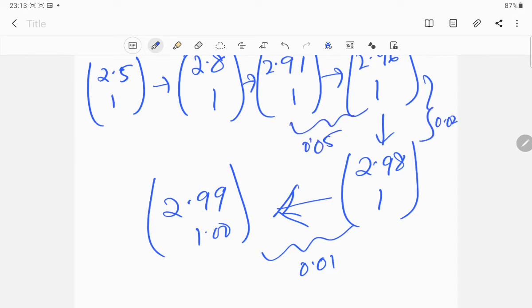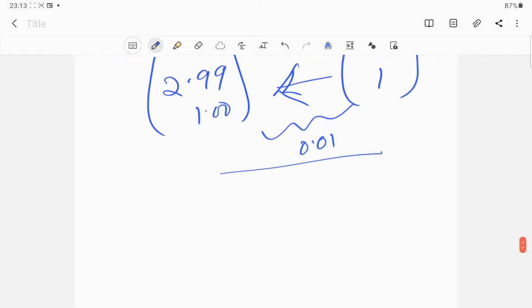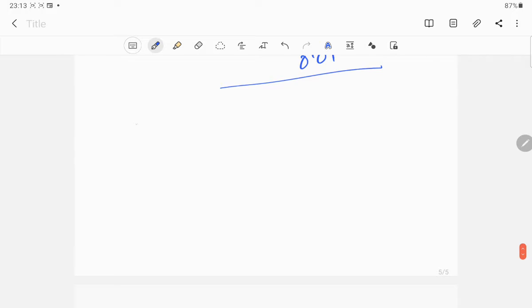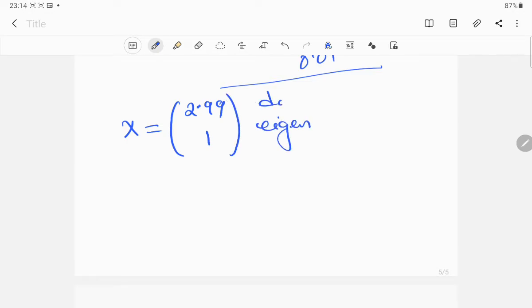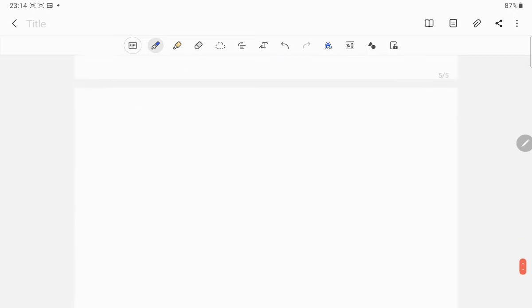So it is pretty good to stop here. This is the power method for finding the eigenvector, but you need to find out the eigenvalue also. Whatever you have obtained here is only the eigenvector. So what is the eigenvector? That is 2.99, 1. This is the dominant eigenvector.